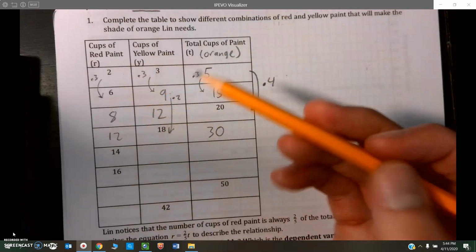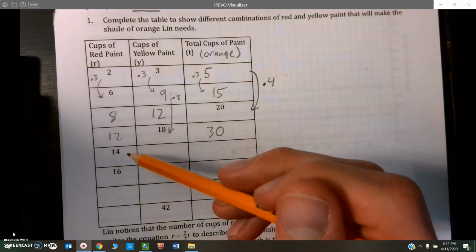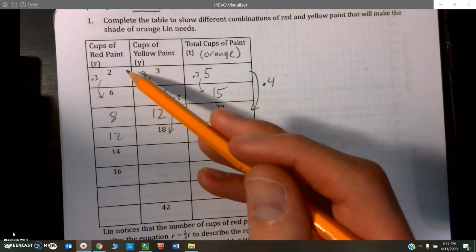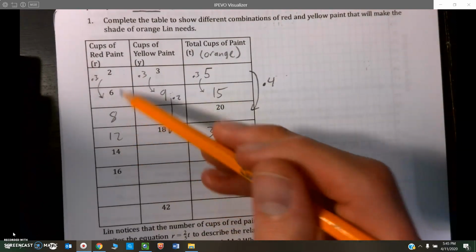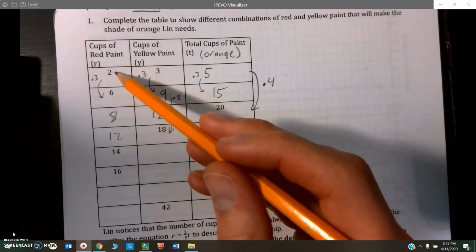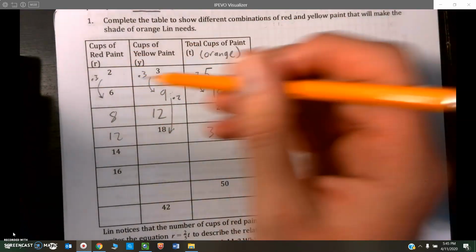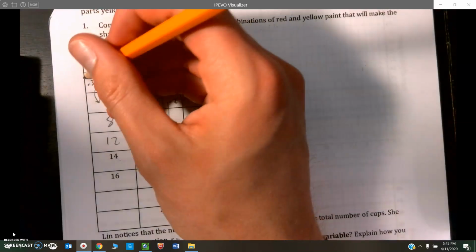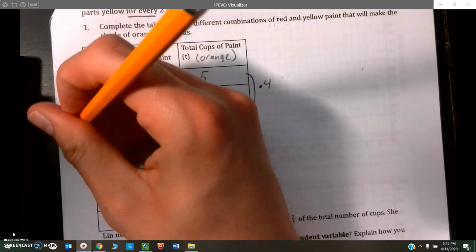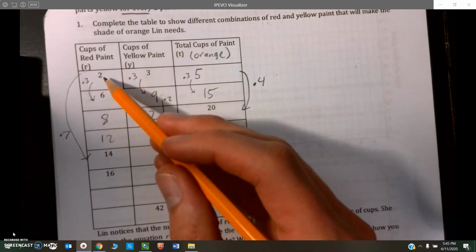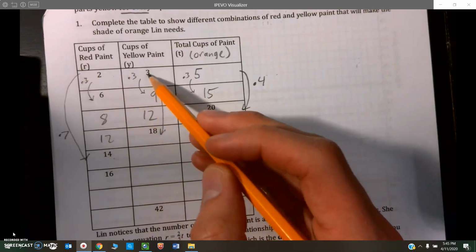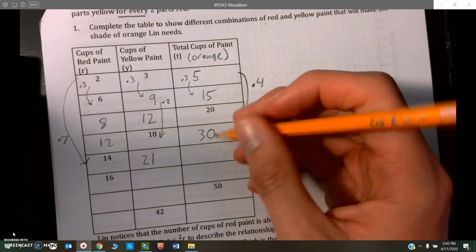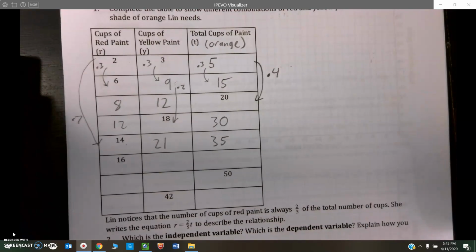Okay? So here, 14, 12 is not a factor, 8 is not a factor, 6 is not a factor, 2 is a factor. So how many times bigger than 2 is 14? I can see here that she must have taken that initial batch and she made it 7 times larger, because 2 times 7 is 14. So if she multiplied this by 7, she would also have to multiply this by 7 to keep it equivalent. And if you put those two things together, 14 and 21, she would get 35 total cups of paint.